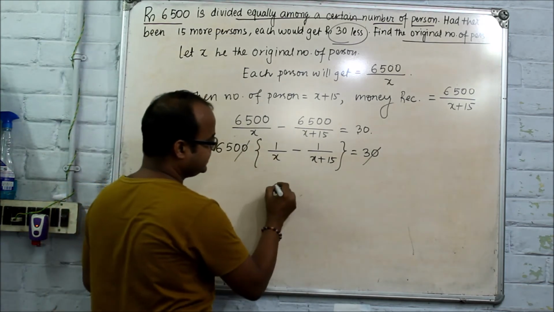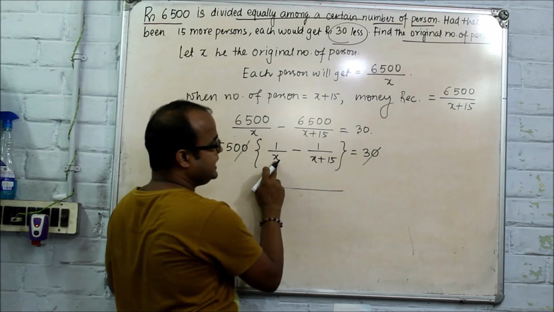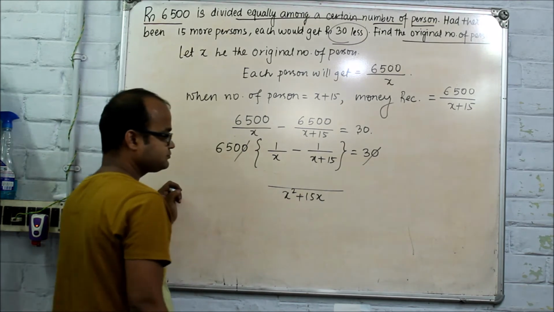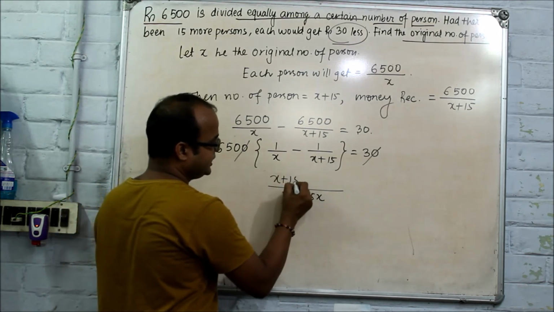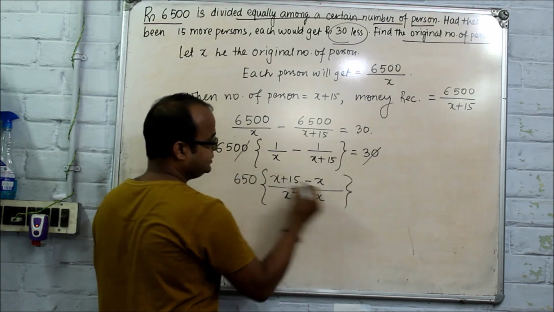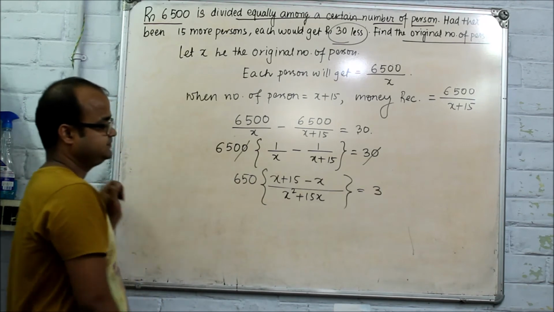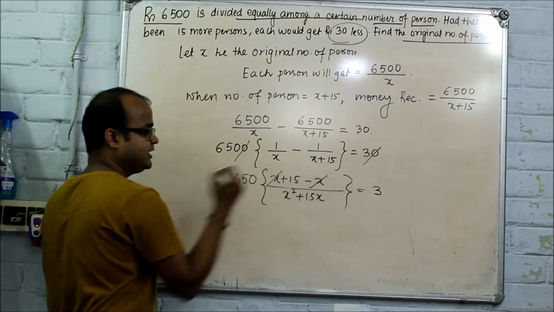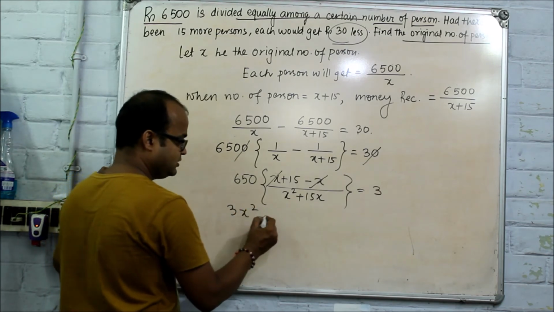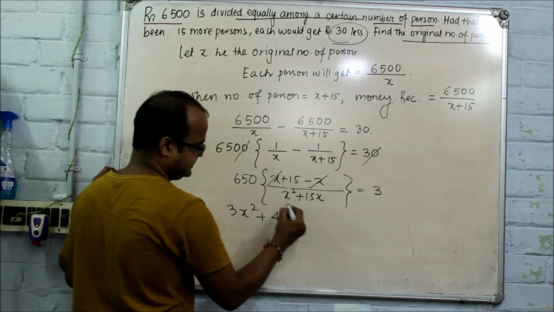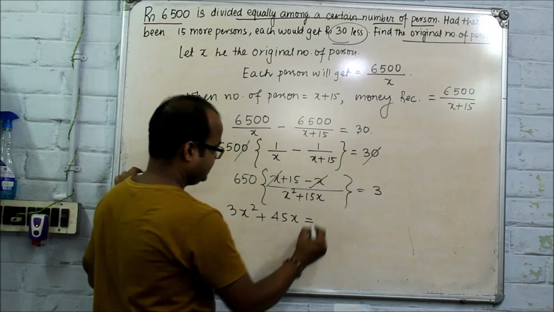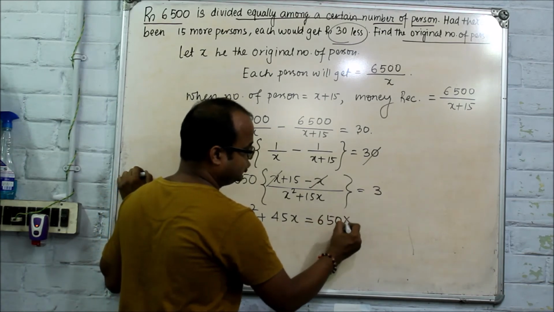If you simplify this, the LCM will be x into x plus 15, that is x square plus 15x, and the numerator will be x plus 15 minus x, multiplied by 650, is equal to 3. X and x will get cancelled. So when you cross multiply, you will get 3x square plus 45x is equal to 650 into 50.